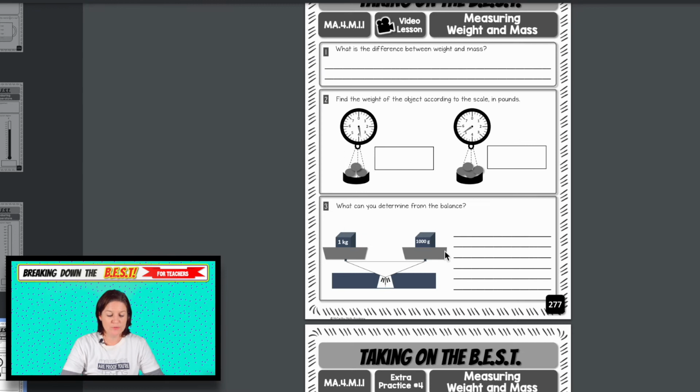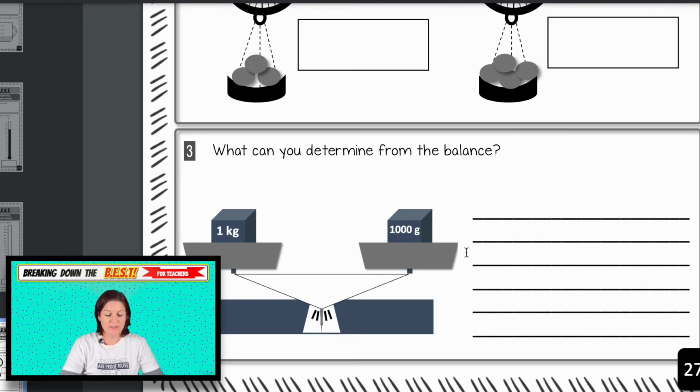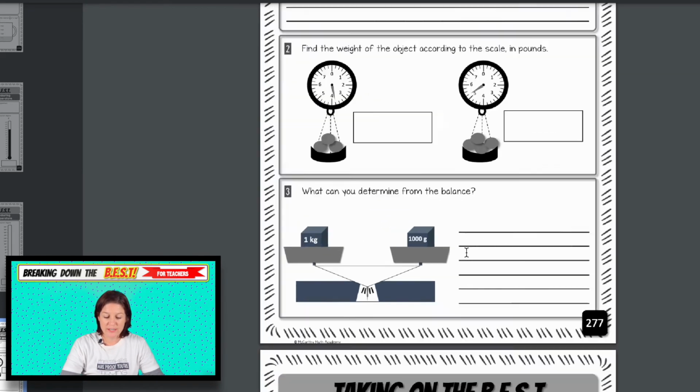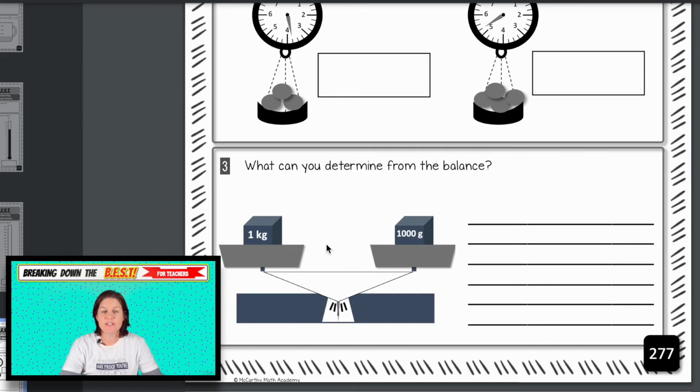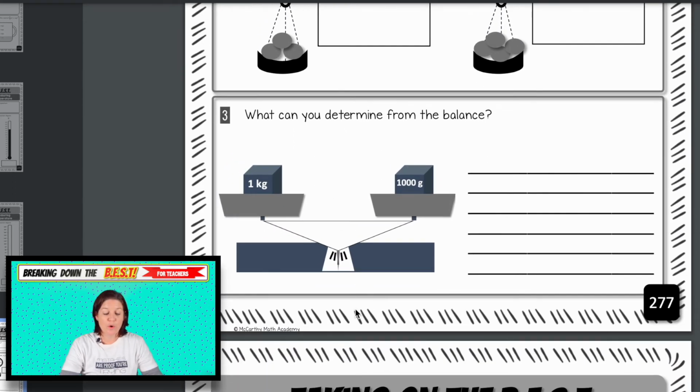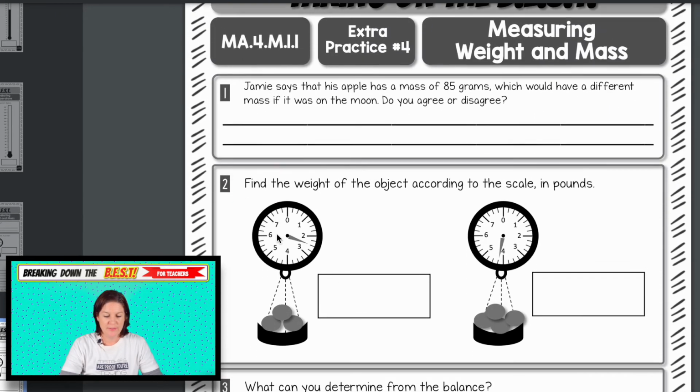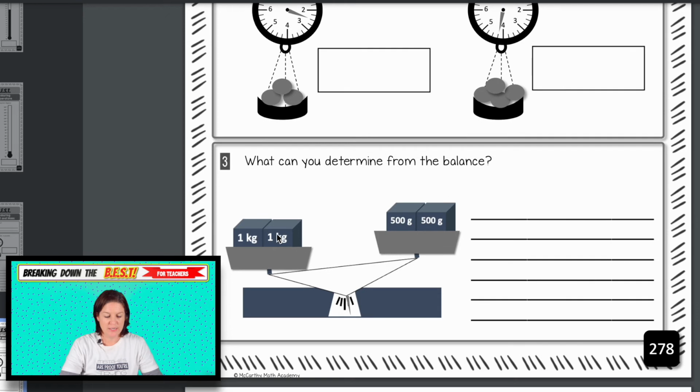And then how to use a balance, which again, I really encourage you to break out those balances if you can, so students can experiment with how they work. But we do go over what we can determine from balances in the video lessons. And then there's an extra practice guide.